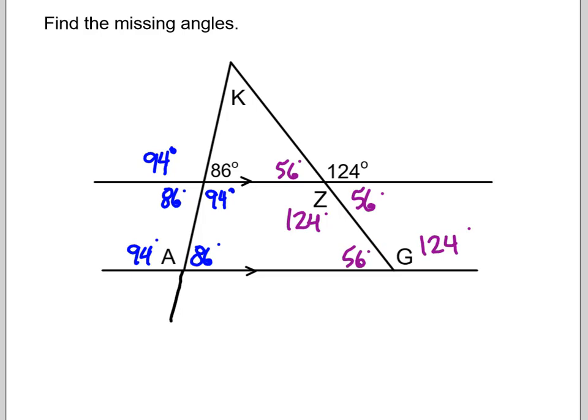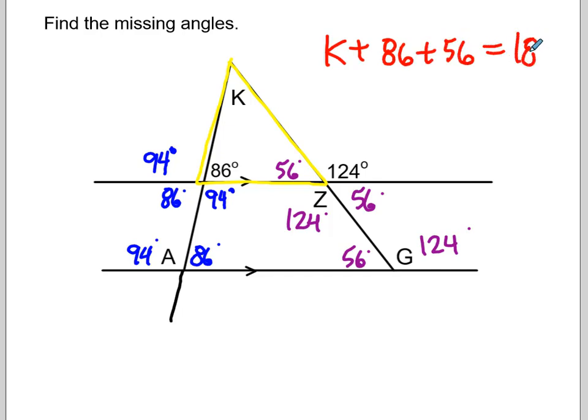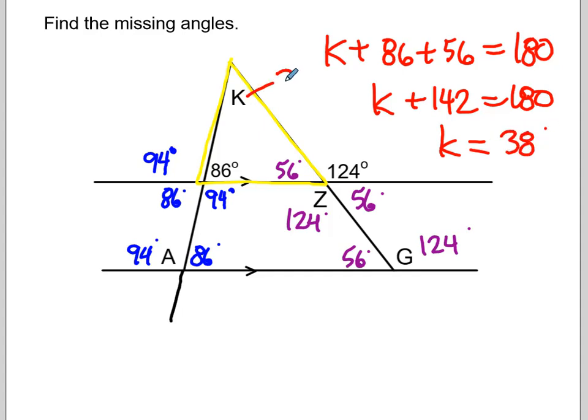And now lastly, I want to try and find this K. Well, I can see that I have a triangle here, and I have K plus 86 plus 56, and I know that the interior angles of a triangle all sum to 180. So this is 100, oops, I better backtrack here one second. So 80 plus 50 is 130, 136, 142. Okay, and then I'm going to subtract 142 from both sides, and I end up with 38 degrees. So this is 38 degrees. So I found all of the requested angles that I was asked for.